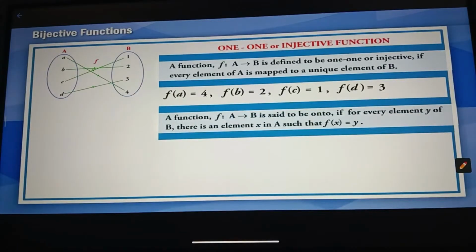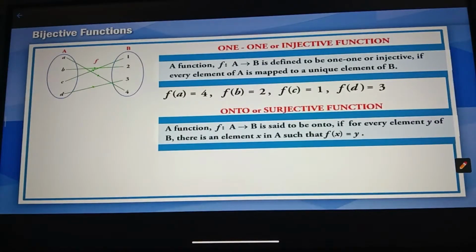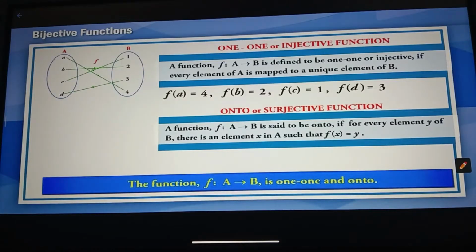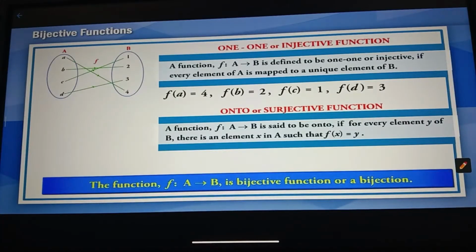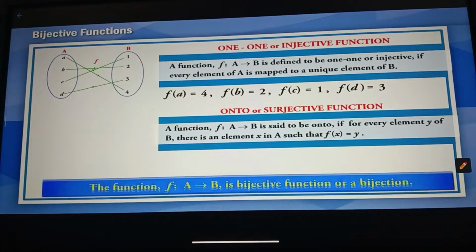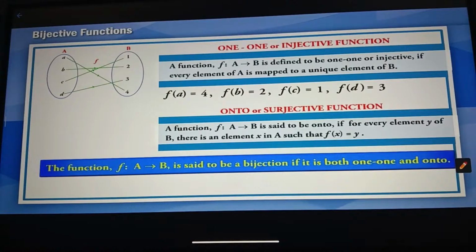You have also learned that a function from A to B is said to be an onto or a surjective function if every element of B has at least one pre-image in A. Here, function f satisfies this condition also, and hence it is an onto function. Thus, function f from A to B is both 1-1 and onto. Such a function is also known as a bijective function or a bijection.